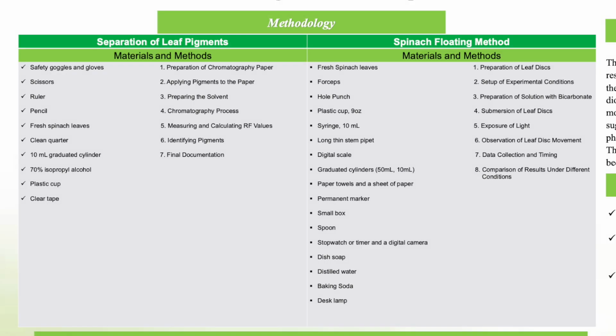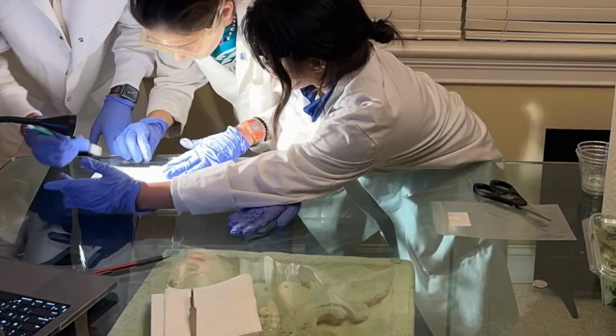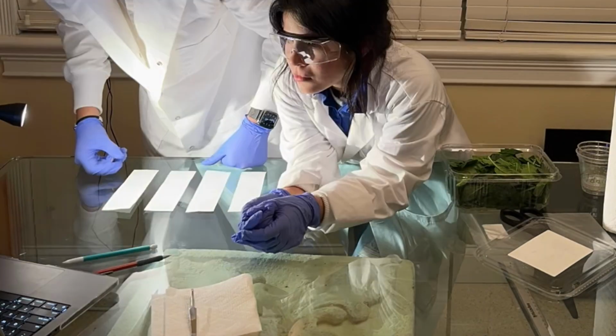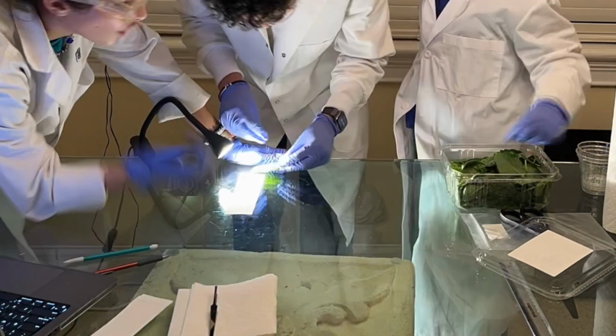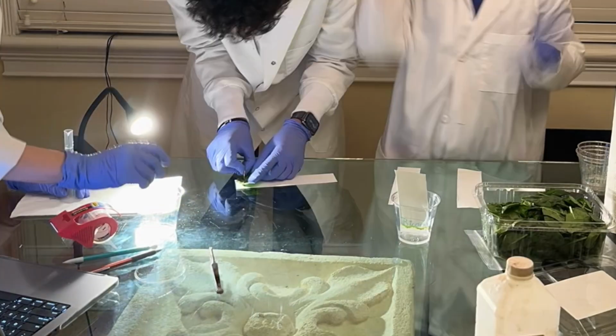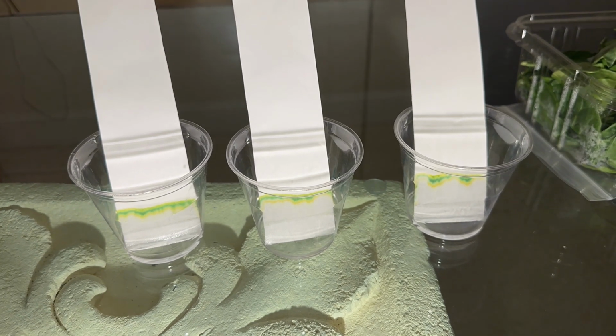Our next experiment was the separation of leaf pigments. In this experiment, our goal was to separate the different pigments in a spinach plant through chromatography paper. First, we prepared our chromatography paper to match our desired length. We then applied the pigment horizontally across several papers. The steps did not require several trials, but we did in order to analyze the best possible separation of pigments. We then prepared the solution which would separate the pigments, put our papers in, and waited. Here's a little time lapse.